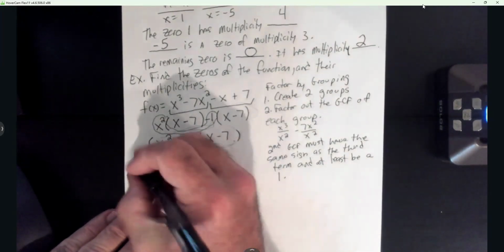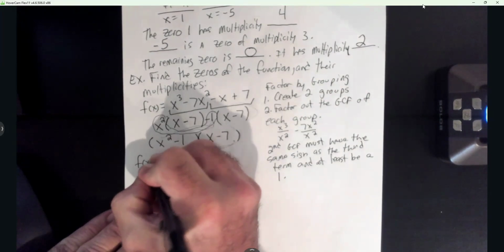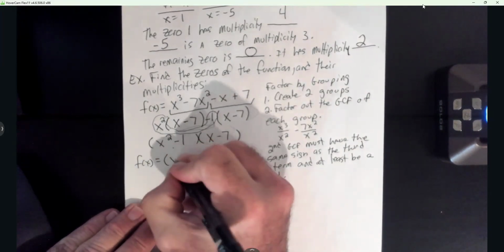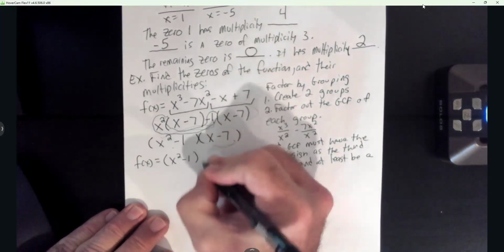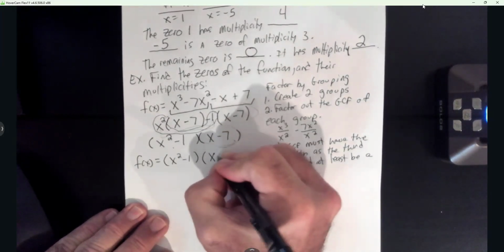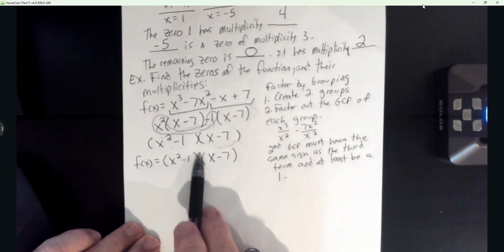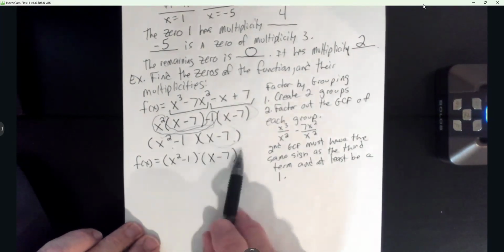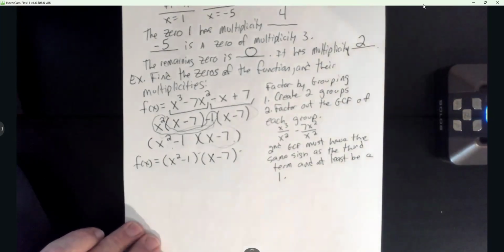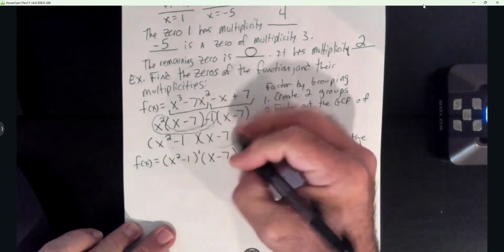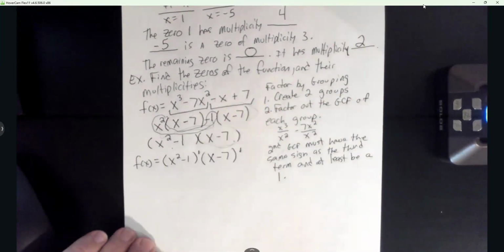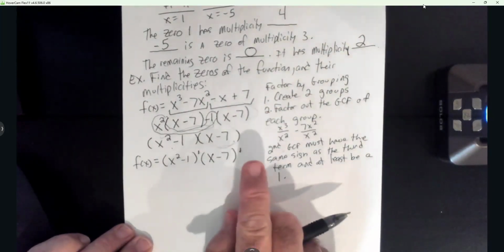So that basically gives me f of x equals x squared minus 1 times x minus 7. All right, y'all. There's not a multiplicity behind these parentheses. What exponent would y'all put? So, Judy, good job. You would treat those both like a 1 there, okay? So we know the multiplicities.